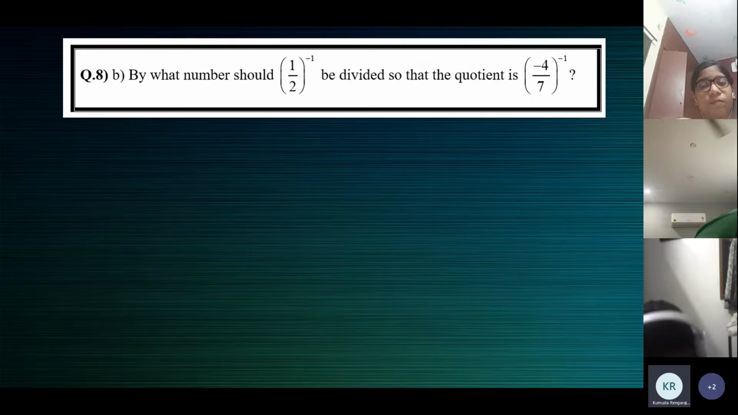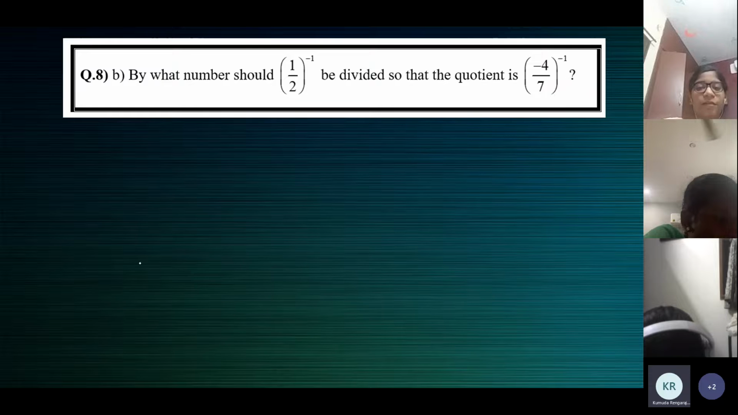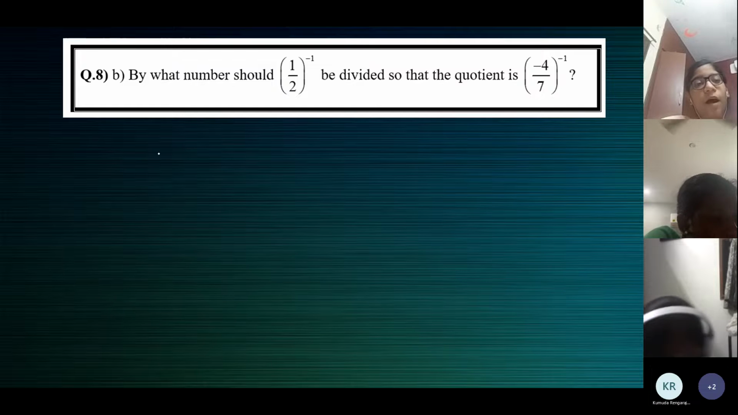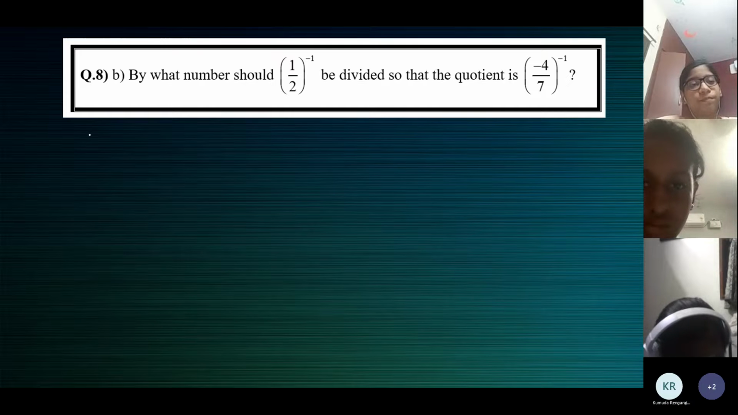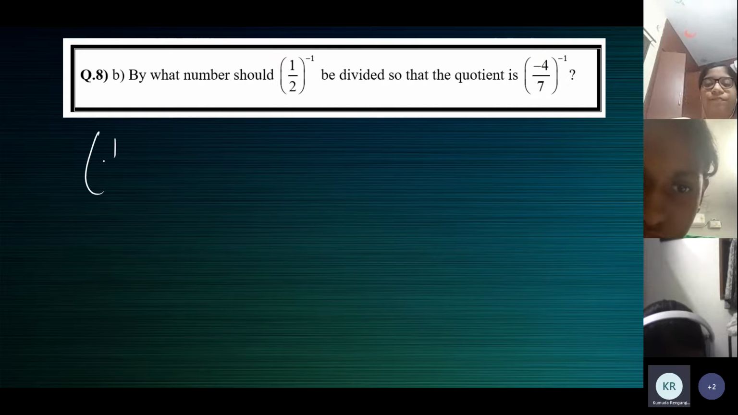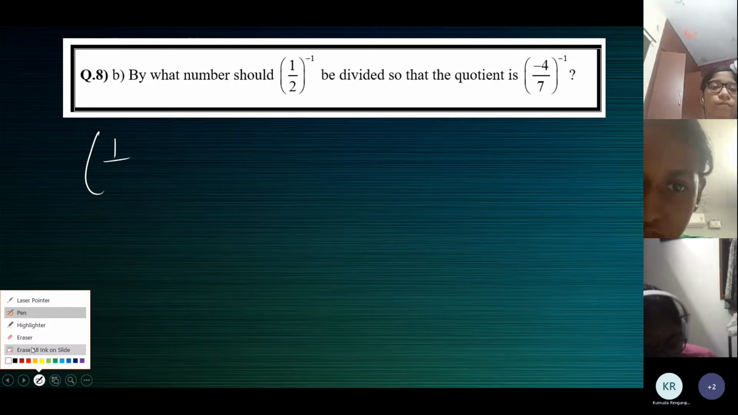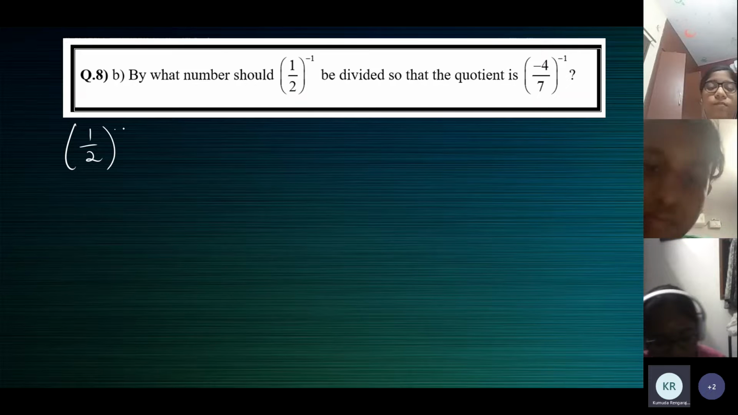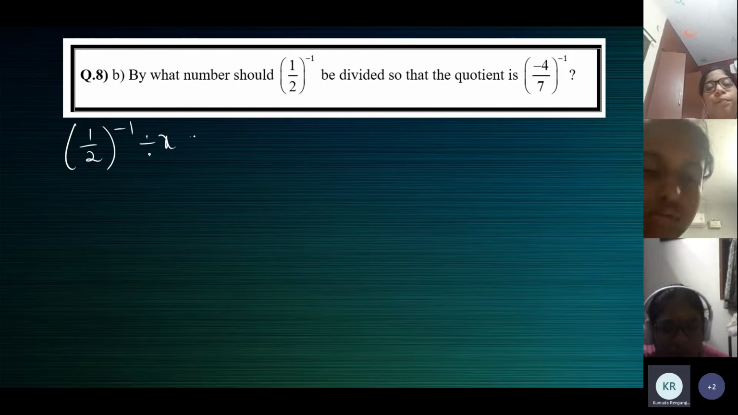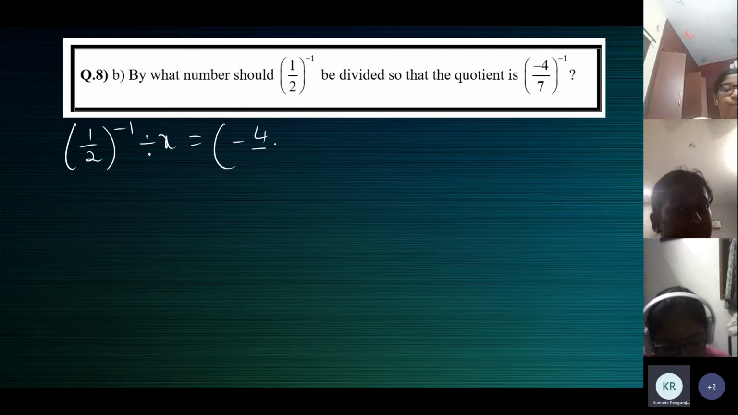I think we were talking about an alternate solution. Yes, Swati, you were saying something, correct? Ma'am, you told that when it's division in the LHS, it should be multiplied in the RHS when we transpose. Okay, so this is the situation: 1 by 2 to the power minus 1 divided by some number x should produce minus 4 by 7 to the power minus 1.